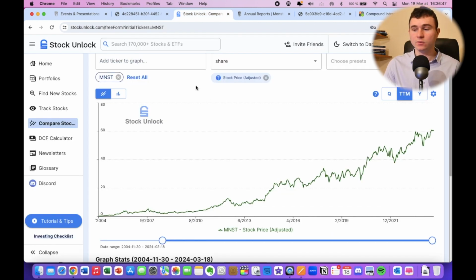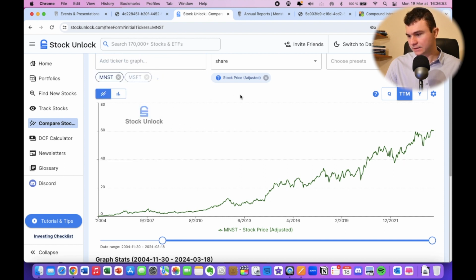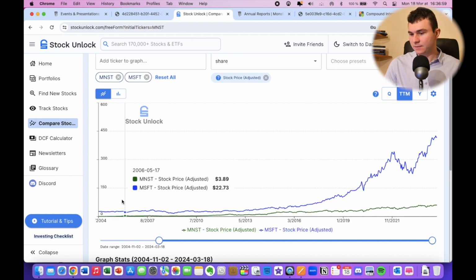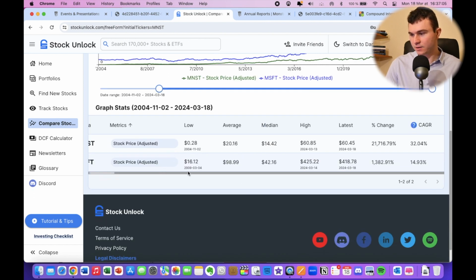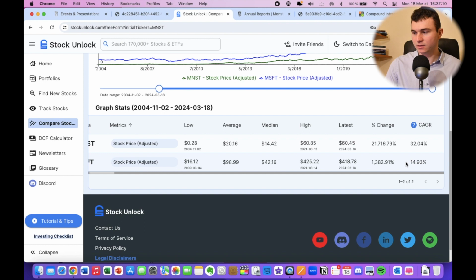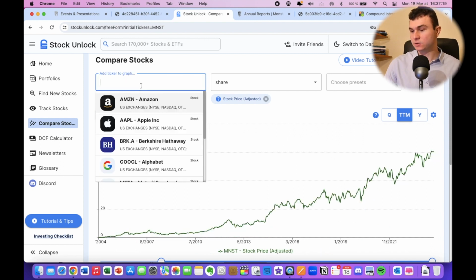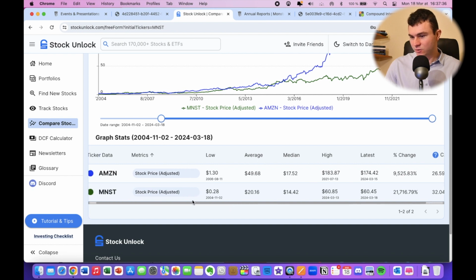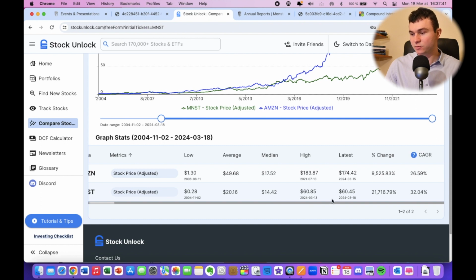And if you want to compare this growth to other businesses, Microsoft, for example, let's look at this and compare the returns if you had invested. Okay, you don't have the same starting point here. Let's just compare the CAGR. If you had invested in Microsoft in blue, you would have 15% per year compared to 32% per year for Monster Beverage. Okay, fair enough. That's a good outperformance. Let's compare it to Amazon. Let's look at the compounded annual return. In blue, Amazon, you have 26, 27% per year.